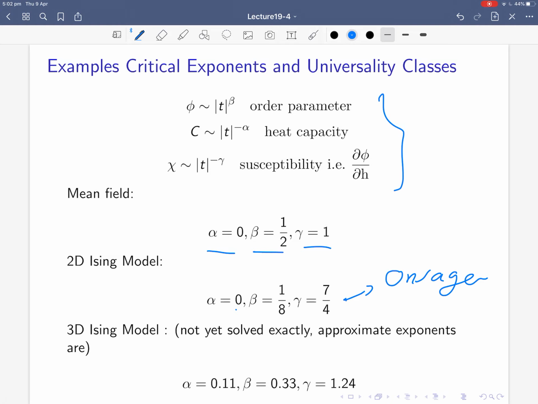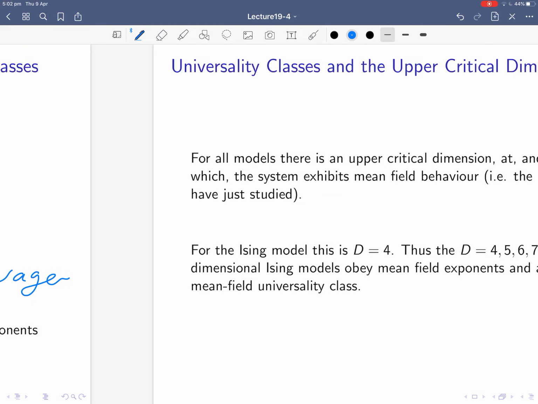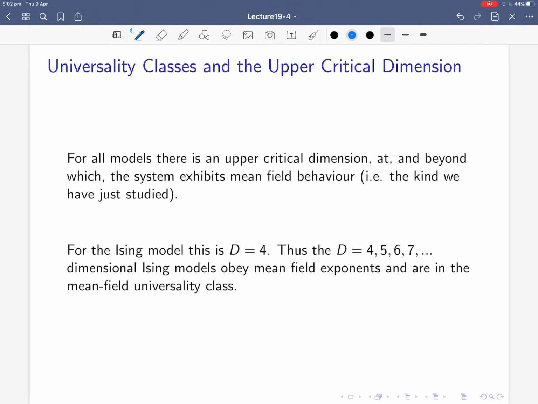And the 3D Ising model hasn't been solved exactly, but we know what the critical exponents are roughly, and that's what they look like. So if you found something where the critical exponents were like that, you would probably say, oh, that belongs to the 2D Ising model class, that universality class. If you find critical exponents looking like this, then you're in the mean field universality class.